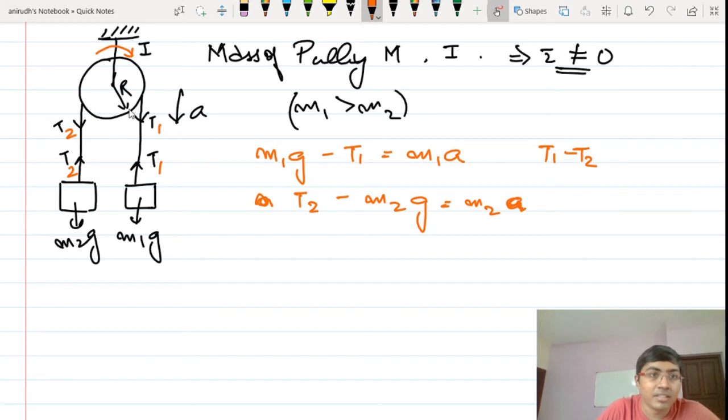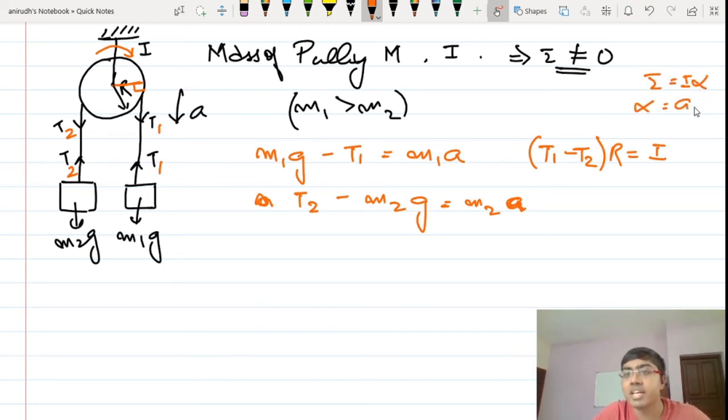Now, what is the force responsible here? That is torque. This is (T1 minus T2) multiplied by R. R cross F. Sine 90 is equal to 1. The angle between the tension and the radius is 90 degrees. So therefore, R cross F is equal to I alpha, isn't it? Torque is equal to I alpha. And since there is no slipping here, alpha is equal to A divided by R.